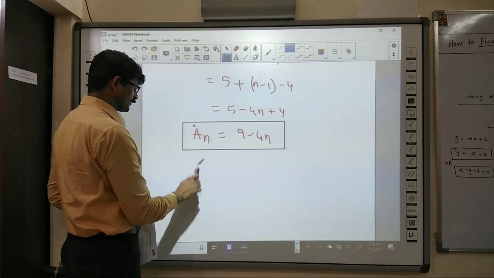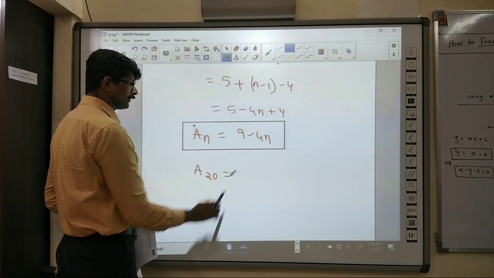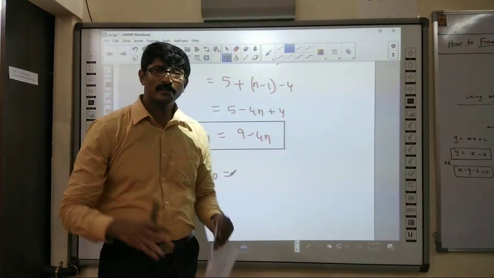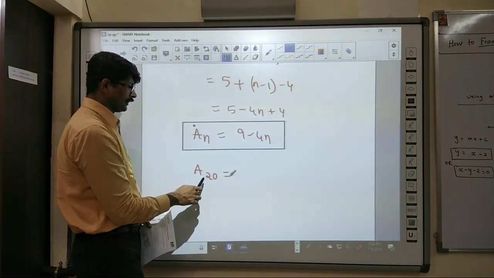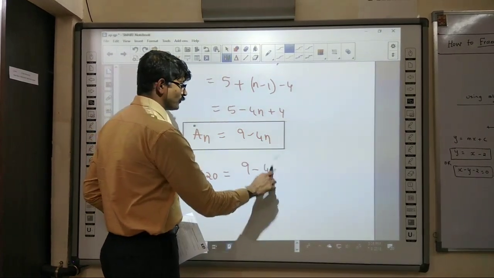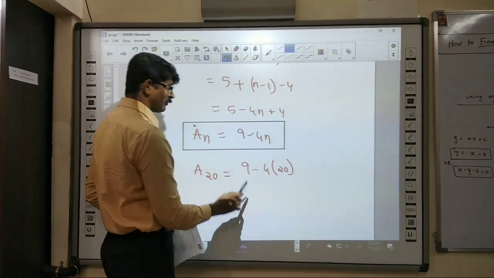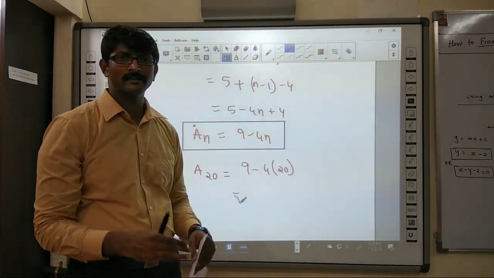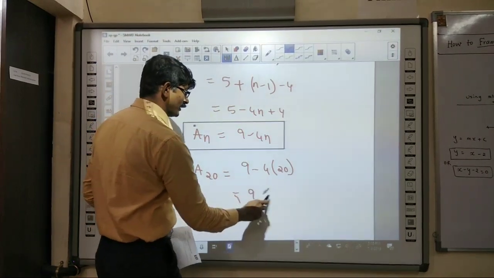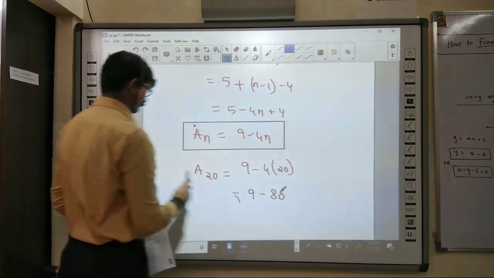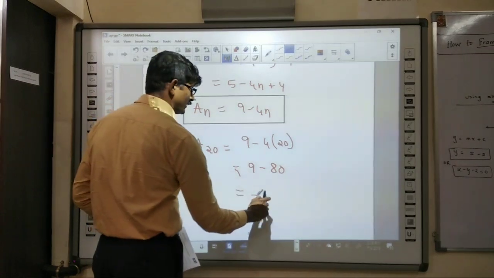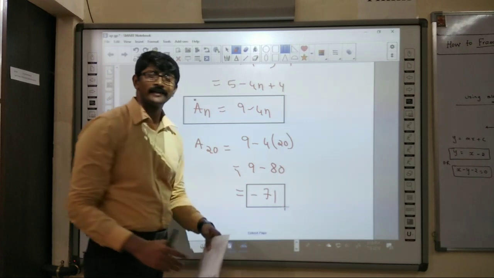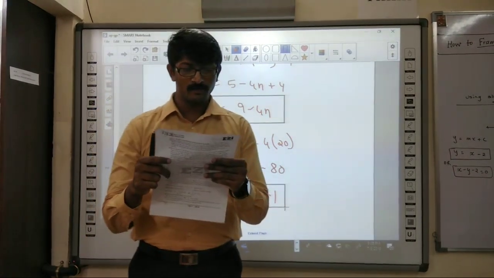So I know half of the students have by now finished what a20 is. So don't worry, it is for all those students who are paying attention and understanding everything. So a20 will be 9 minus 4 into 20. Some of you must have done it by the above formula. Even that answer is right and accepted by the teachers. So 9 minus 80, which is minus 71. I hope your answer is matching and you are understanding everything.